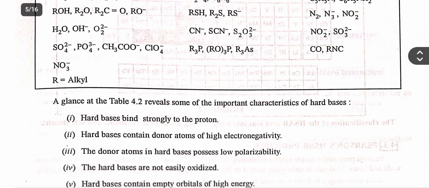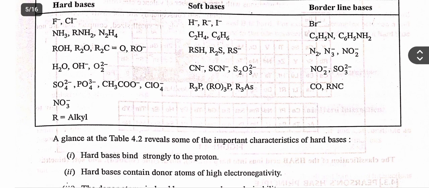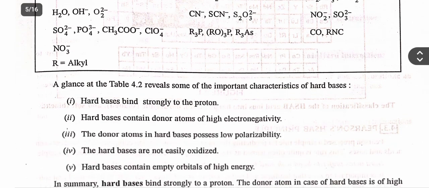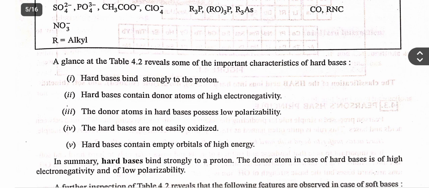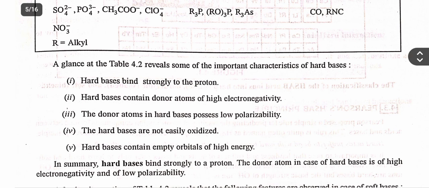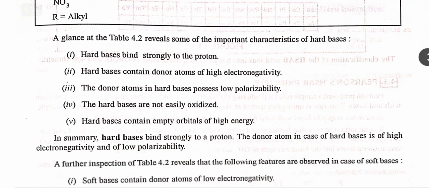A glance at table 4.2 reveals some of the important characteristics of hard bases. Hard bases bind strongly to the proton. Hard bases contain donor atoms of high electronegativity. The donor atoms in hard bases possess low polarizability. The hard bases are not easily oxidized. Hard bases contain empty orbitals of high energy. In summary, hard bases bind strongly to a proton. The donor atom in the case of hard bases is of high electronegativity and of low polarizability.